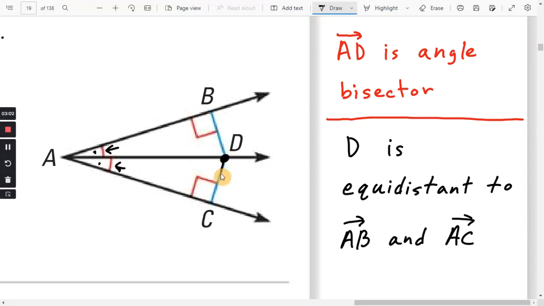So DC, this distance right here, is going to be the same length as DB. So DC equals DB. And that is because D is equidistant to ray AB and AC. So this is AB and this is AC. It's the same distance to both sides.